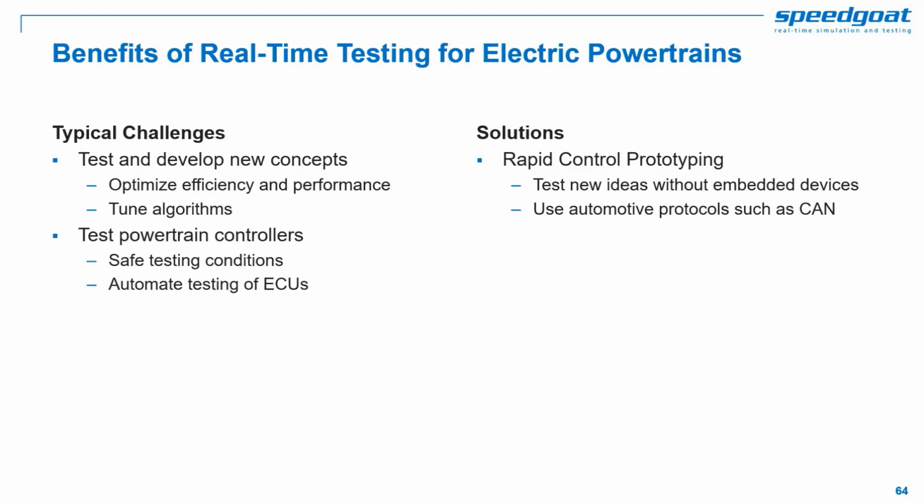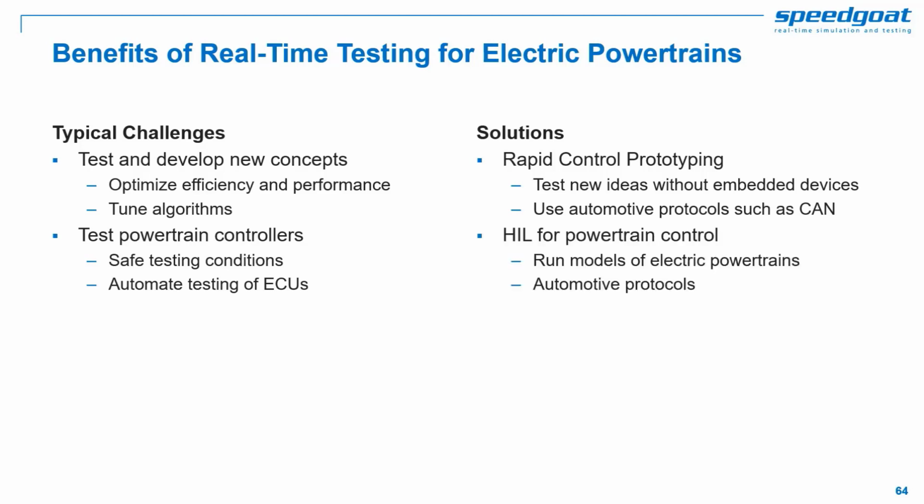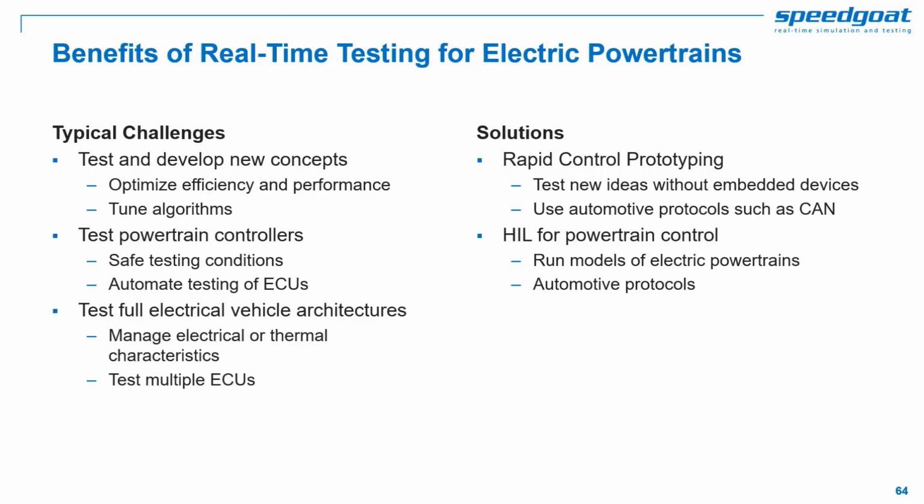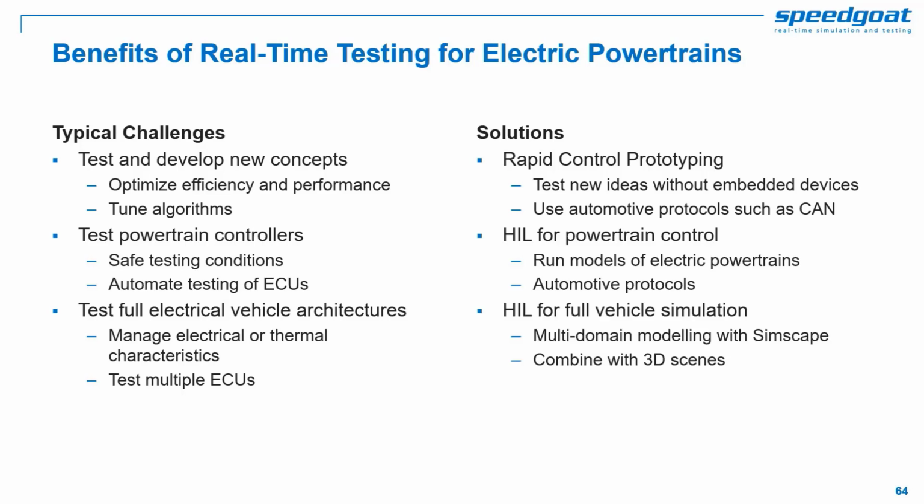Then, to test the powertrain controller in safe testing conditions and automate testing of ECUs, use HIL testing. Run real-time models of electric powertrain architecture, including electric motors, power converters, energy storage, and mechanical transmission. Automotive protocols are very useful to connect to the ECU under test. And if you want to test full electric vehicle architecture to manage the electrical and thermal characteristics and test multiple ECUs simultaneously, run HIL for full vehicle simulation.